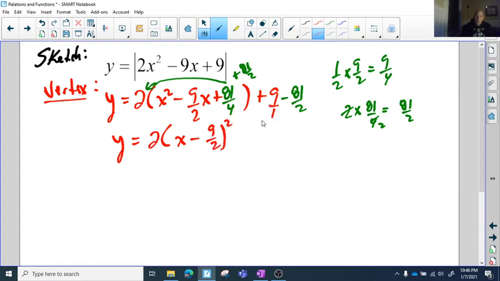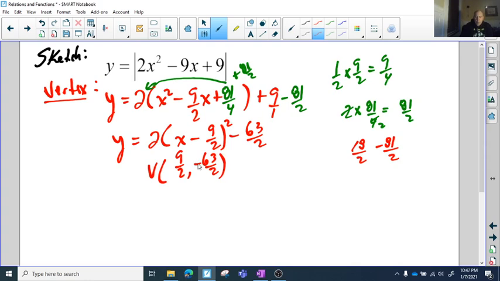Now 9 over 1 would be 18 over 2, so a positive 18 over 2. And we take away 81 over 2. So that's going to give me 63, so a negative 63 over 2, which is negative, what, 31 and a half? All right, so the vertex is at positive 9 over 2, negative 63 over 2, and this quadratic opens up.